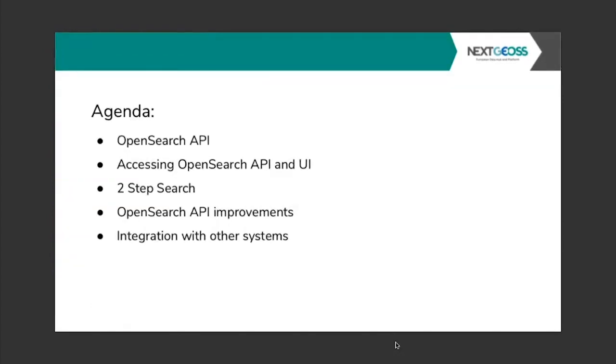Today, I'm going to talk about the OpenSearch API and how you can access the API and search through it, as well as how you can use the Data Hub to get your OpenSearch results. A bit about the two-step search and the improvements that we're planning about OpenSearch and integration with other systems.